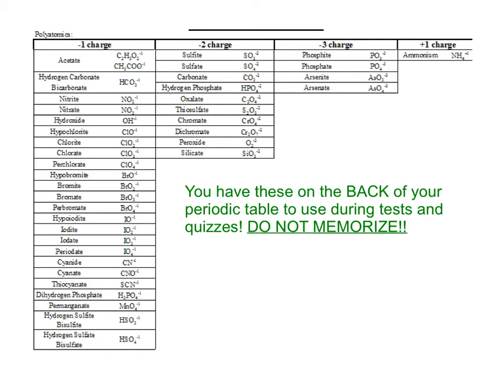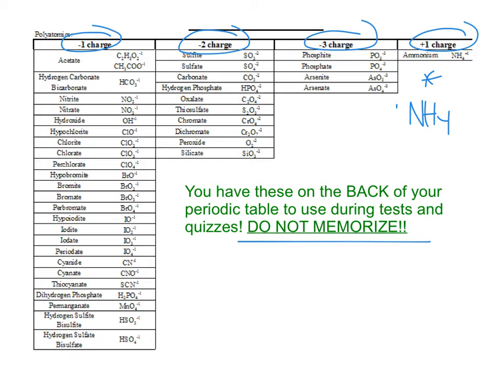If you look at the back of your periodic table, you have a list of all of the polyatomic ions. You do not have to memorize these. You just have to know how to use them and find them on the back of your periodic table. Just to point out a few, first of all, they're organized by their overall charge. Notice that there's literally only one that has a positive charge, and that's called ammonium. That's NH4, and the whole group that's covalently bonded together has a +1 charge.